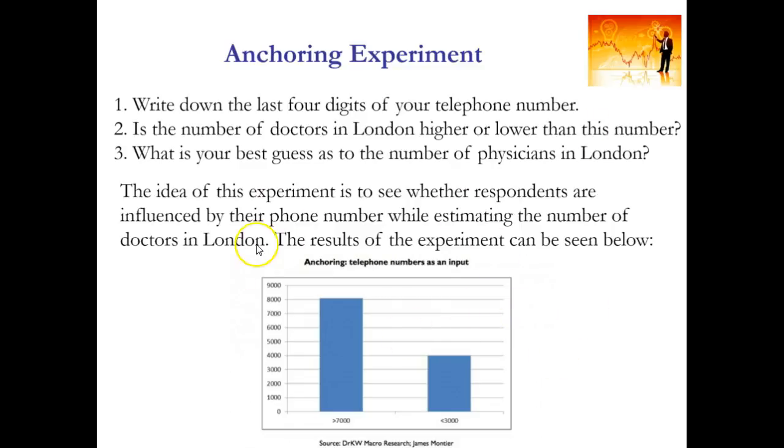So basically related to that, these series of questions were asked to a whole lot of participants in an experiment. And basically those people whose last 4 digits of their phone number were greater than 7,000, their average answer for number of doctors in London was about the 8,000 mark. Whereas those people whose last 4 digits of their phone number were less than 3,000, they gave an answer for the average number of doctors in London to be 4,000. So basically what this is evidence of is that the number you've written down, the last 4 numbers of your telephone number, is influencing your judgment on how many doctors there are in London, even though those 2 bits of information are entirely independent and irrelevant for each other.